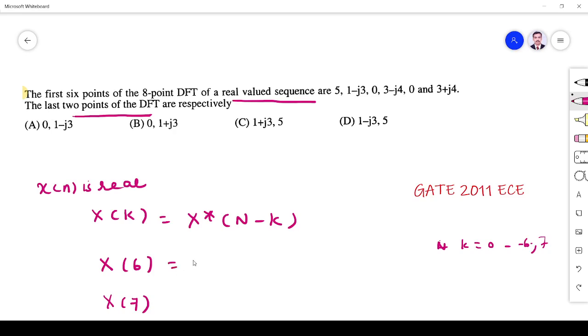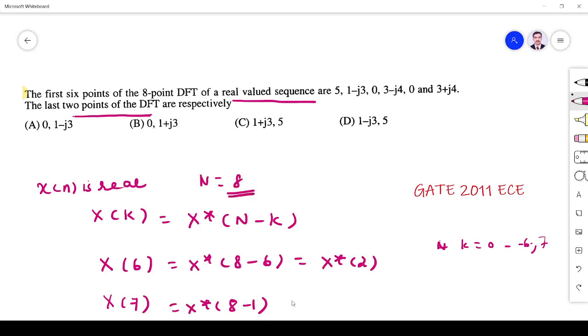So X of 6 is nothing but k is 6. So X star of N minus k, where N is 8, so it is N minus 6. So it is X star of 2. And X of 7 is X star of 8 minus 7, so it is X star of 1.